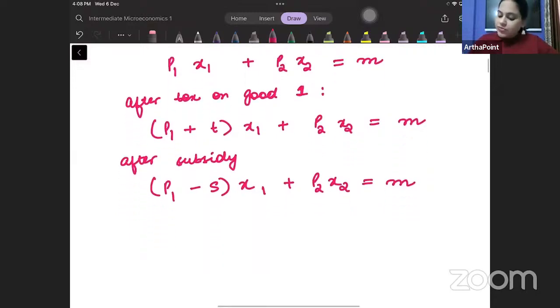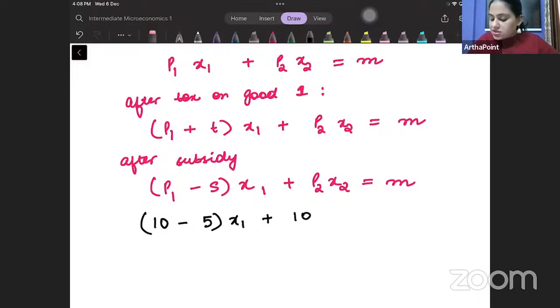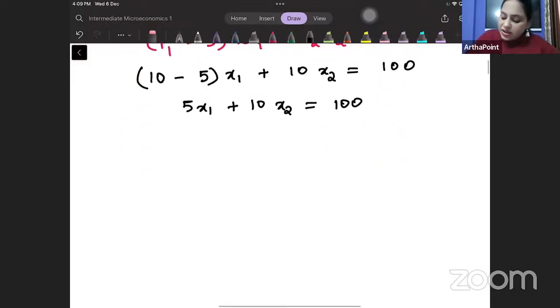Is this clear? तो बेटा price of good one is given to you as 10. Subsidy is given to you as 5. Price of good 2 is given to you as 10. Income of the consumer is given to you as 100. So 5 X1 plus 10 X2 is equal to 100. Beta, initially what was your budget line?